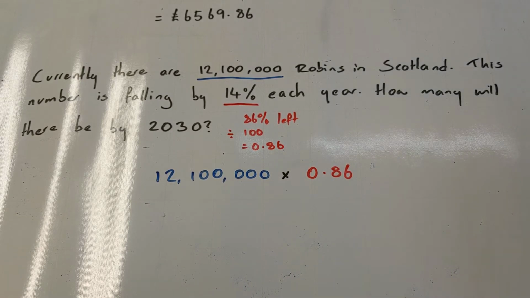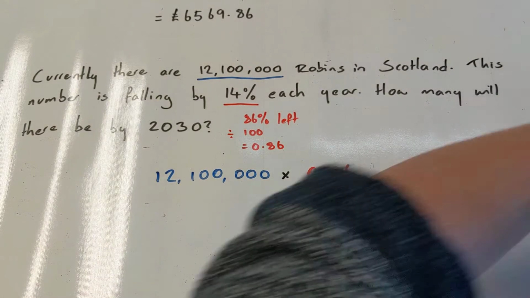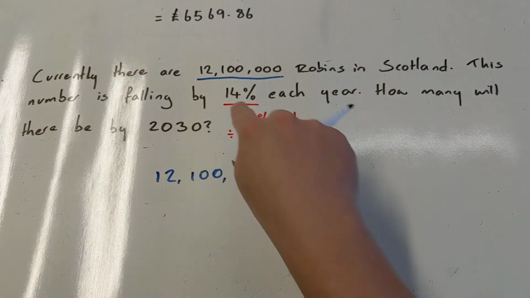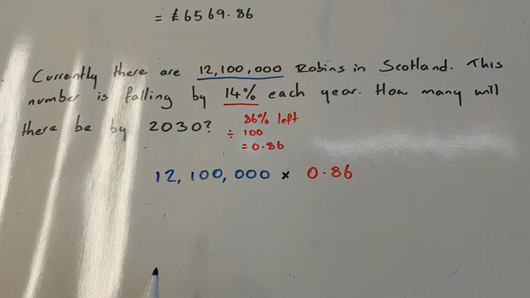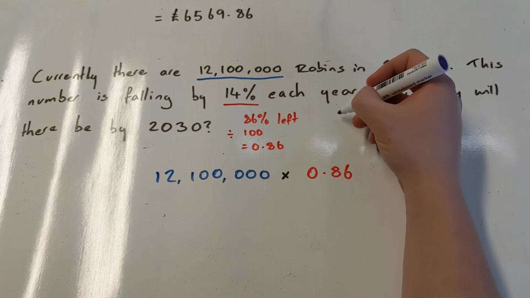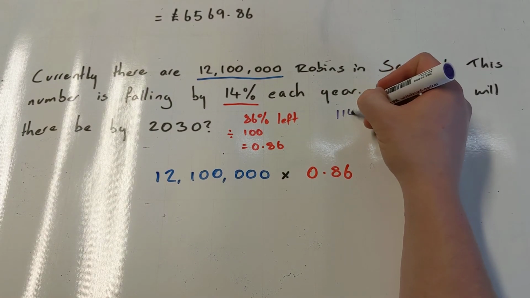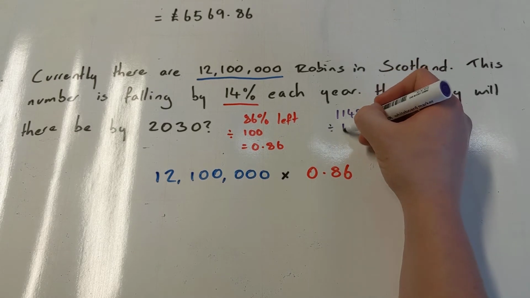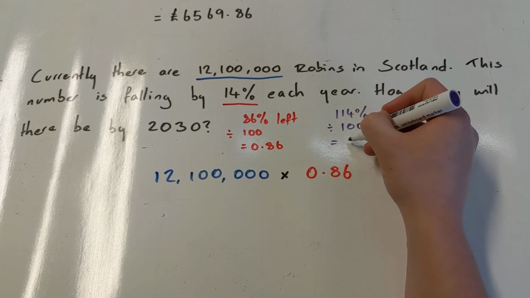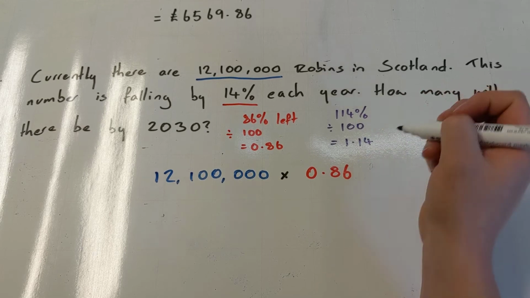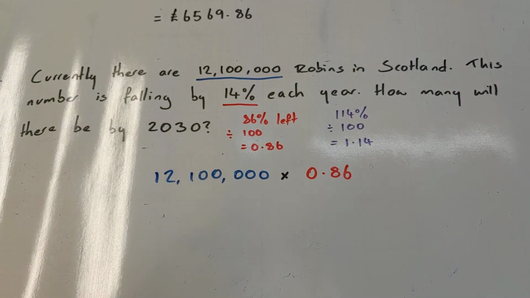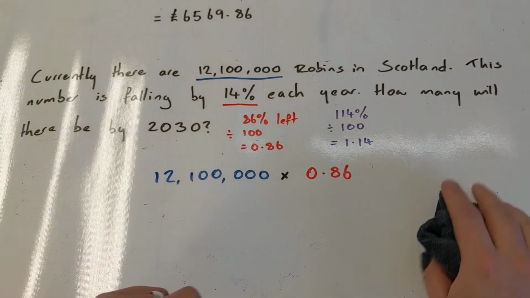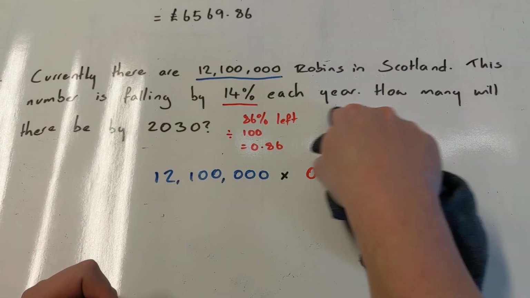If, for example, it was increasing by 14% instead of decreasing, that would mean that each time I had 114%. And so if I divided that by 100, I'd get 1.14, and that would be my decimal multiplier. So that's how we calculate that. But like I said, I will put up a video to that separately.